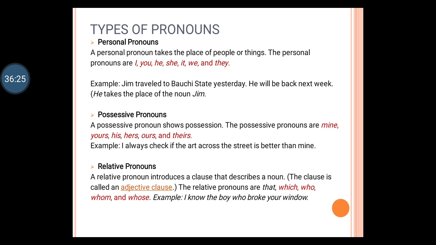You know that pronouns are used in place of nouns. A pronoun is used in place of a noun. So if I were to give a sentence like, Jim traveled to Bauchi State yesterday. He will be back next week. Jim traveled to Bauchi State yesterday. He will be back next week. This tells you that he will be back next week still refers to Jim. So he takes the place of the noun Jim.